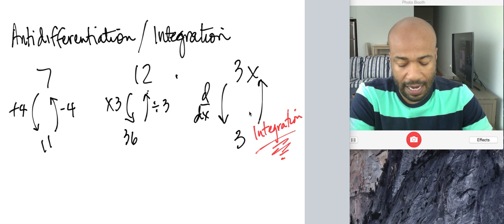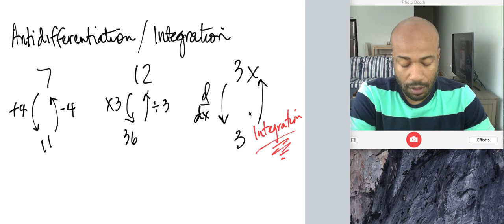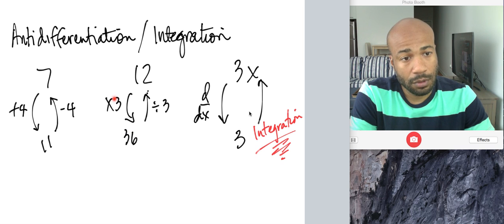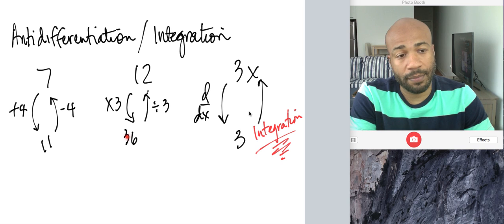Well, the same thing applies to multiplication and division. If I have 12 and then I multiply by 3, I get 36. So the operation I did was multiplication. If I'm at 36 and I want to get back to 12, then I use division. 36 divided by 3 is 12, and that's how you get that.